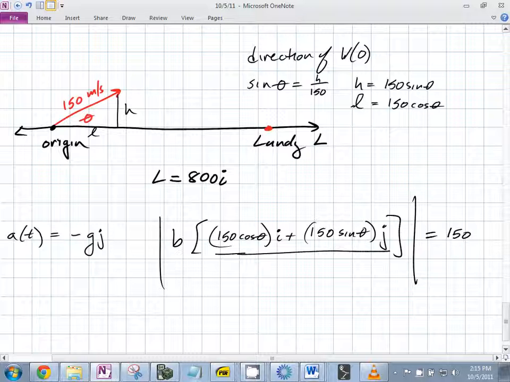That's the length. That's why I'm confused. Oh. Yeah. So B equals 1.